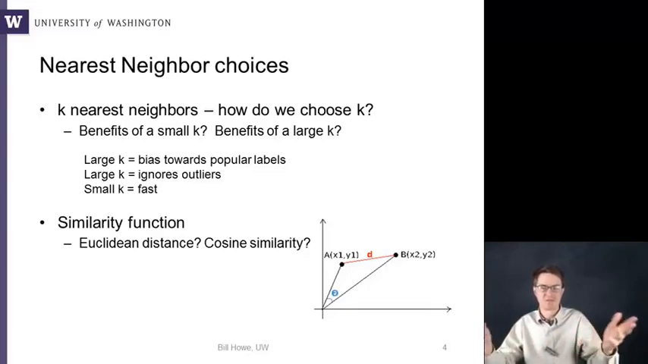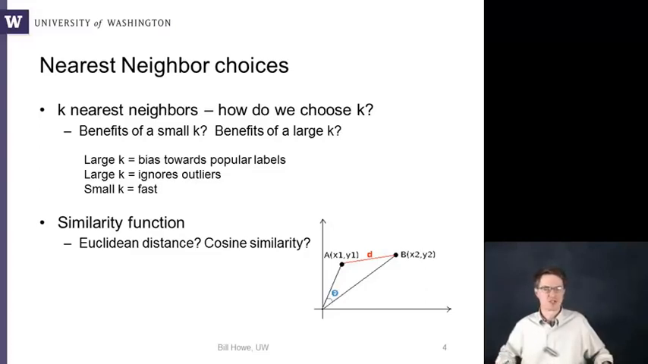However, the benefit of large K, even though it's sensitive to imbalance, is that it ignores outliers, right? You're insensitive to the outlier. So choosing a K is perhaps problem specific, and there's been work on making this more precise. Okay, so the other decision you need to make is some kind of a similarity function.